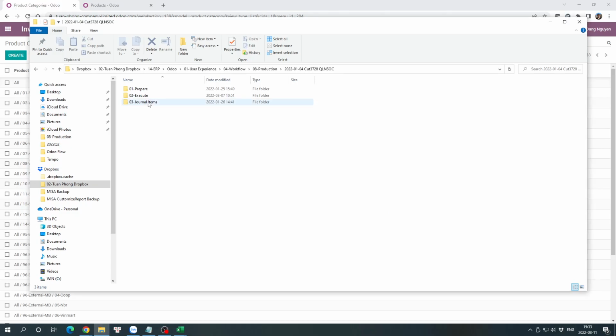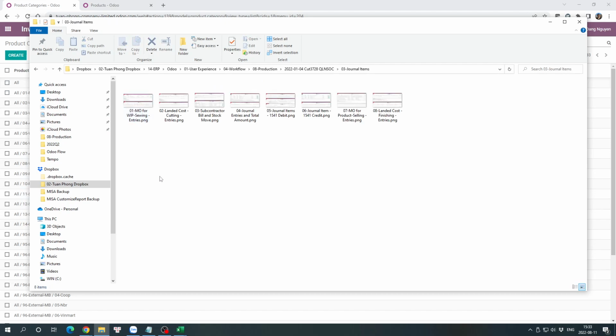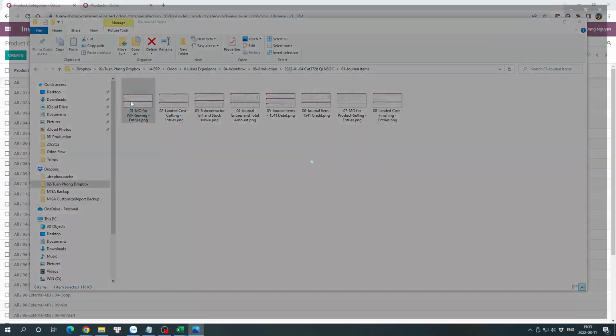So that's how you go about executing your production after preparation. There's one thing I want to highlight here, that is journal items. All right, let's go further into how the accounting works when we just enter data the way we did in execution.